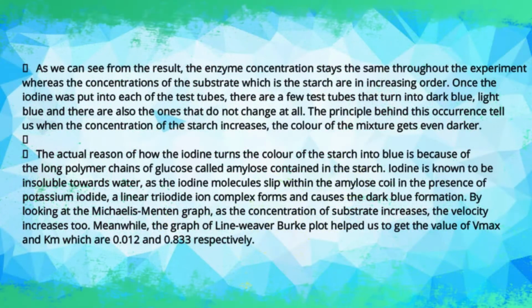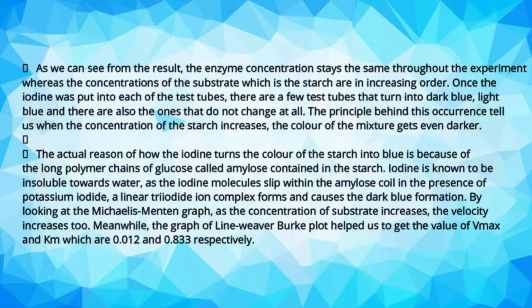As we can see from the result, the enzyme concentration stays the same throughout the experiment, whereas the concentrations of the substrate, which is the starch, are in increasing order. Once the iodine was put into each of the test tubes, a few test tubes turned dark blue, light blue, and there were also ones that did not change at all.